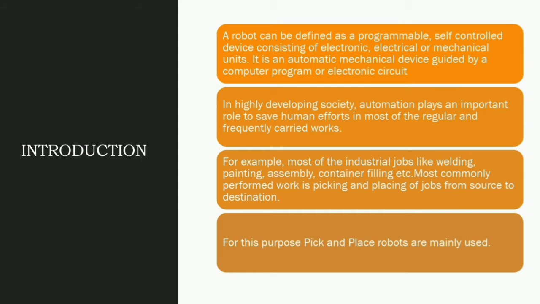In today's highly developing society, automation plays an important role to save human efforts in most of the regular and frequently carried works. For example, in most of the industrial jobs like welding, painting, etc., the most commonly performed work is picking and placing of robots from a source to a destination. For this purpose, we use pick and place robots.